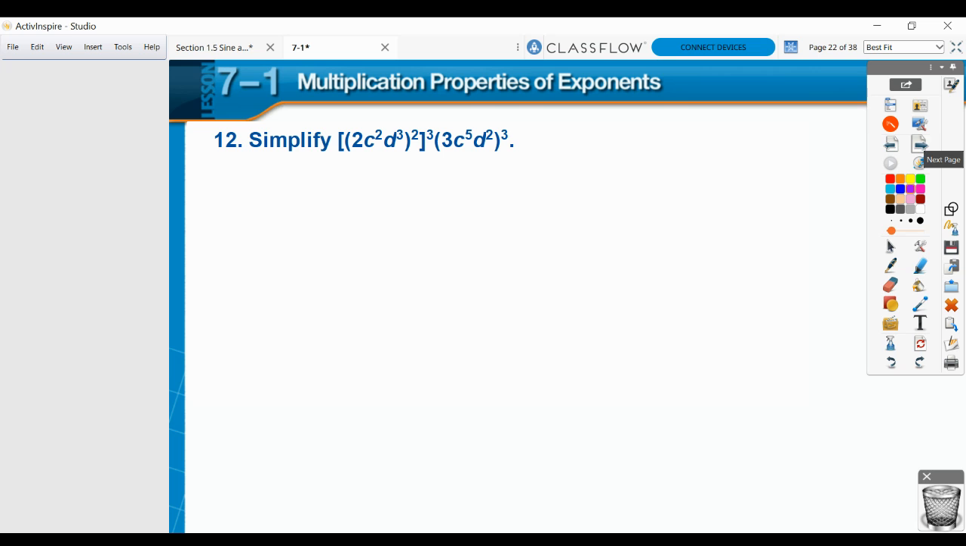Okay, let's go ahead and do another one. Same exact thing. We're going to look at this part first and then look at this part second. So this is a power of a power. So we can multiply the 2 and the 3 together to simplify it. So I have 2c squared d to the third. And then 2 times 3 is 6. And then if I rewrite the other one.